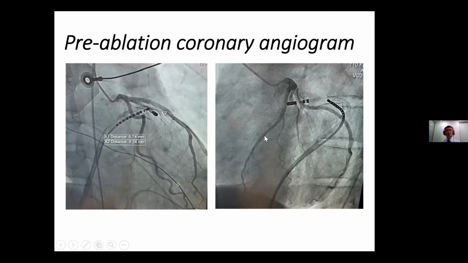And you can see, although from the LAO view it looks like we are touching the anterior descending artery, however, in the RAO view, there is some distance between them. So we measure the distance to the circumflex as well as the LAD, and it's around 4.3 millimeters to the LAD and 6.7 millimeters to the circumflex. So we decided to give the energy here.